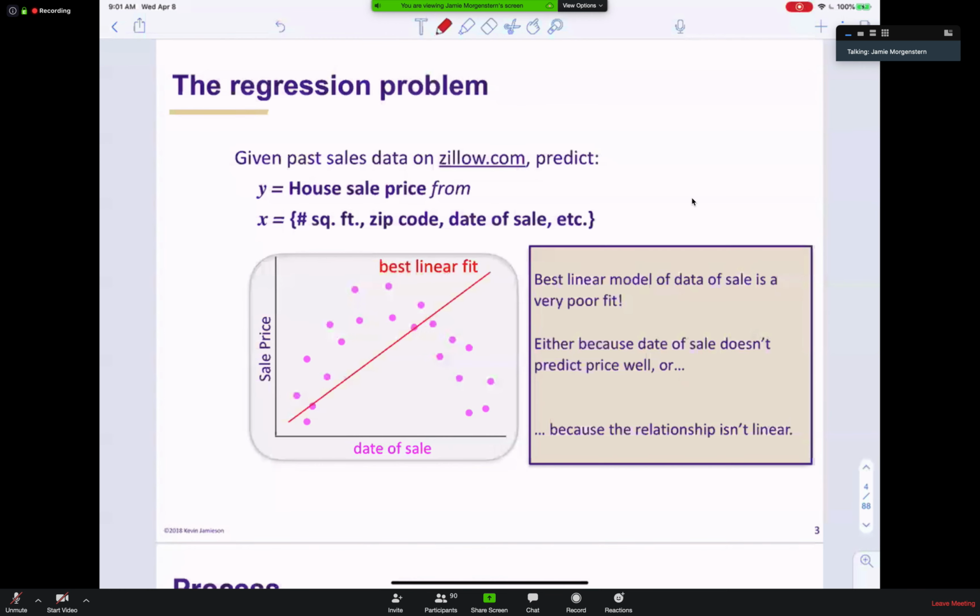So we mentioned that this could be for any number of reasons, but the primary one that we're going to focus on today is that this might be because the relationship between the collection of features that we gathered and sales price are inherently nonlinear.